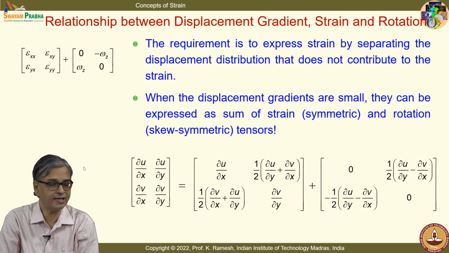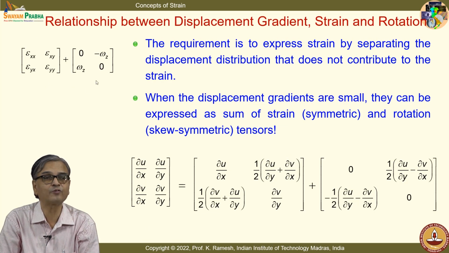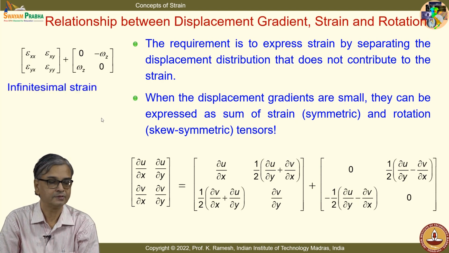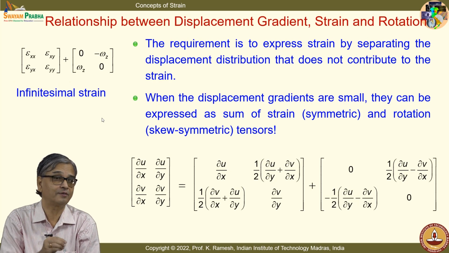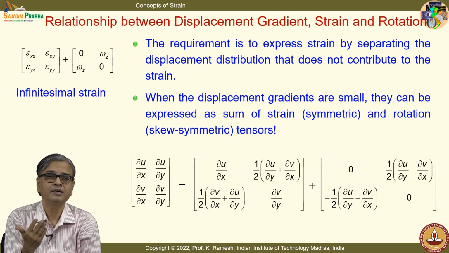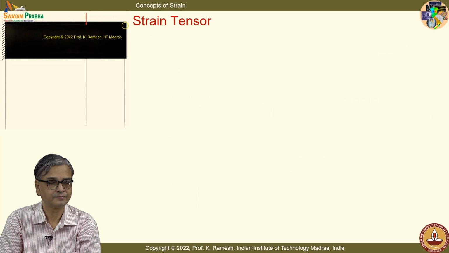So, I can look at the displacement gradient as the sum of the strain tensor plus the rotation tensor. This happens for infinitesimal strain, and we have already noted strain is a number. It's usually expressed as microstrain, and 1 microstrain is 10 power minus 6 millimeter per millimeter. It is also expressed as percentages, and 0.1% corresponds to a strain level of 1000 microstrain.